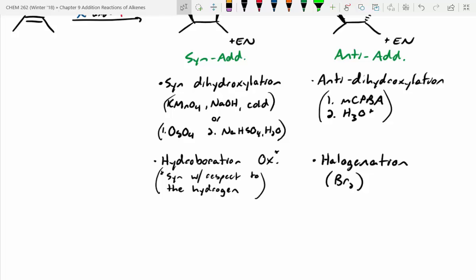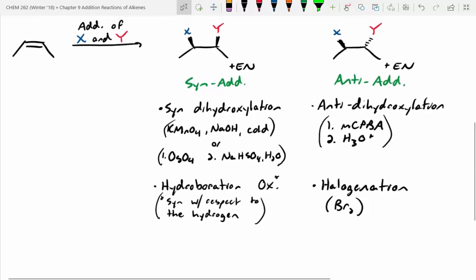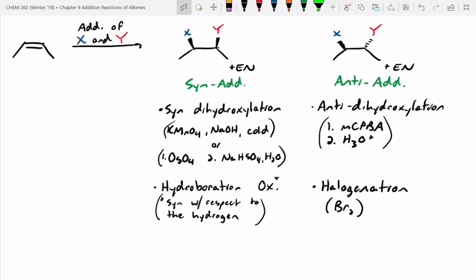And then what about hydrogenation? What if we're adding H2? Is that syn or anti? That's also syn. Syn, okay. And we said that's when you have hydrogen gas and something like palladium on carbon.